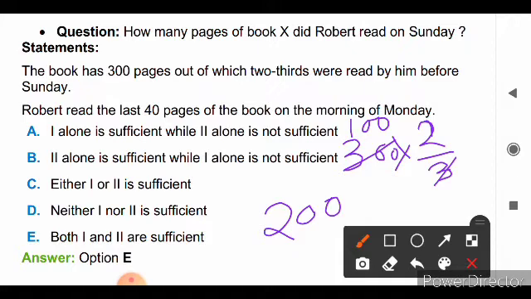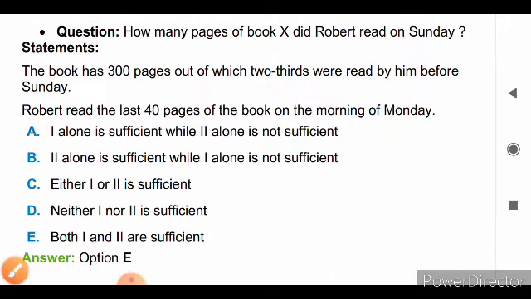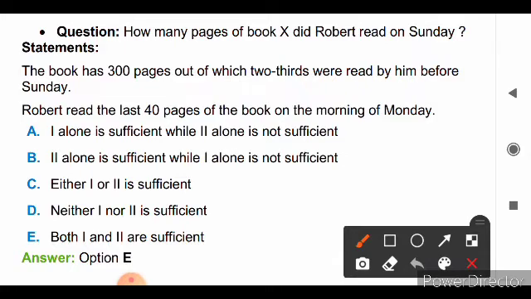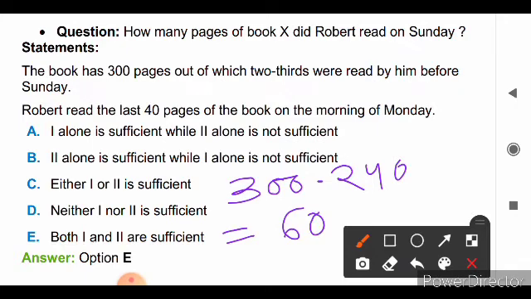And with statement 2, Robert read the last 40 pages on the morning of Monday. So Robert read a total of 240 pages. Then on Sunday Robert read the remaining pages of the book. So the remaining pages of the book are 300 minus 240, which is 60. So Robert read 60 pages on Sunday. So we can say with both statements 1 and 2 we can get the answer. So the answer is both 1 and 2 are sufficient to answer the question.